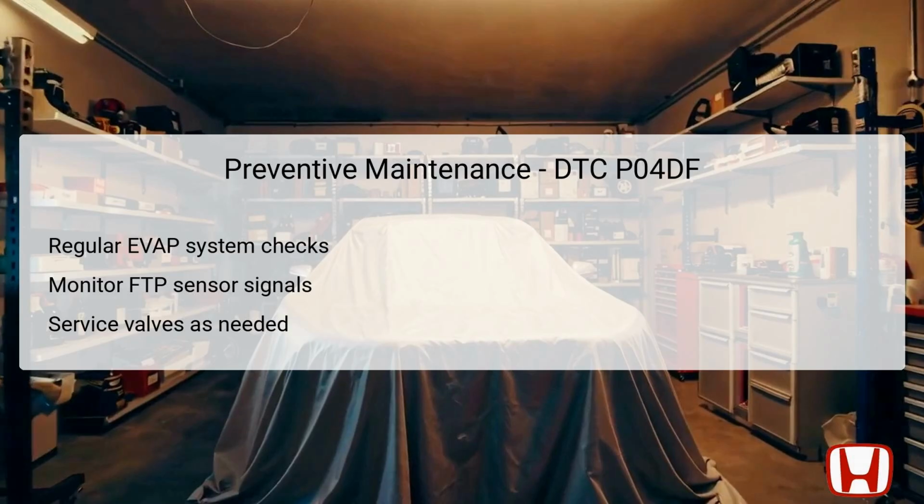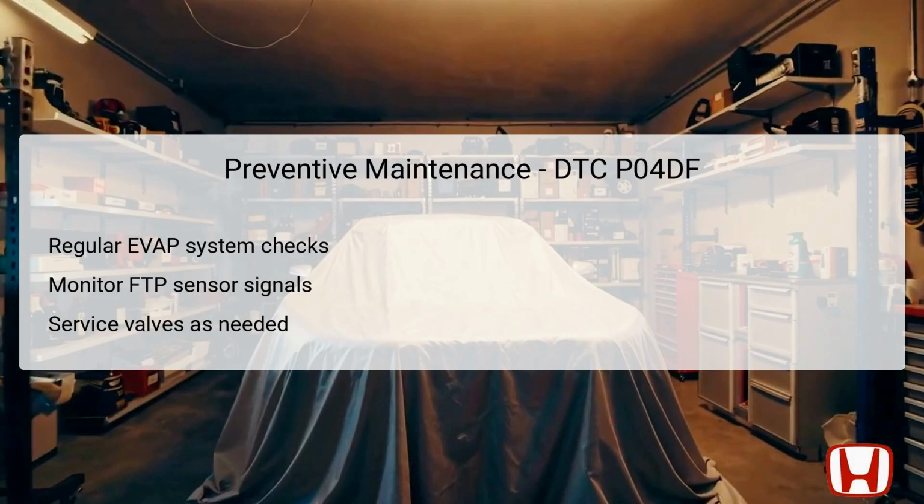This practice should include routine checks of the evap system, ensuring that all components are functioning as expected. Monitoring the FTP sensor signals can provide early warnings of potential problems, allowing technicians to address issues before they escalate into more significant faults. It is also advisable to service the evap canister purge valve and vent shut valve regularly, cleaning or replacing them as necessary to ensure long-term reliability.